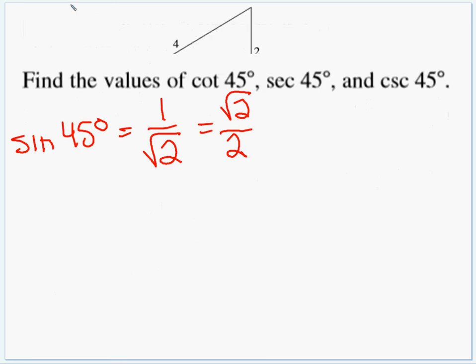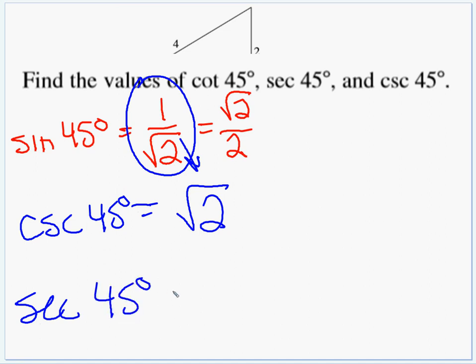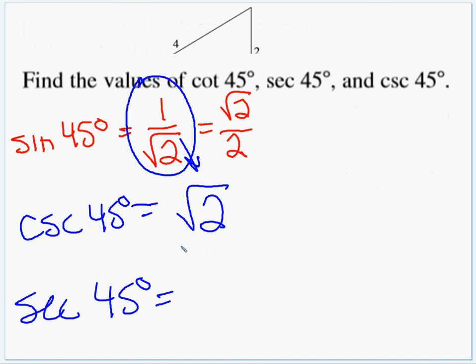So to find the cosecant of 45, we're just going to flip this over. And let's flip over the one before we rationalized. 1 over root 2 is going to flip to root 2 over 1. The secant of 45 is the flip of cos. Well, we found the cos at 45 was also 1 over root 2. So we're going to flip that 1 over root 2 into root 2 over 1. Again, these are both the same.